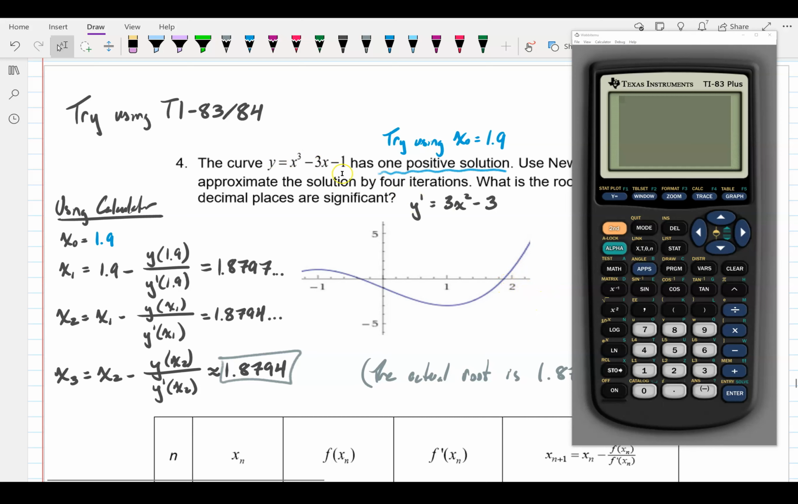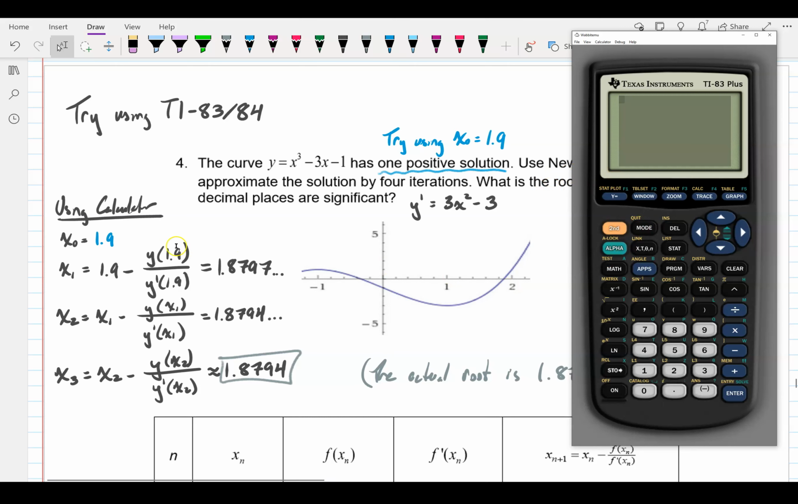So I start with the function, I always get the derivative, and then I can put those two things into the calculator. So you bring up the y menu on the top here, and you press x cubed minus 3x minus 1. That's my first function. Put the derivative in below it. Alright, that's my two functions there. I'm going to quit out of this, and then the calculator is going to do a lot of the rest of the work for us.